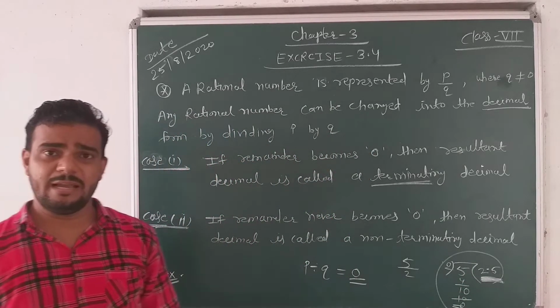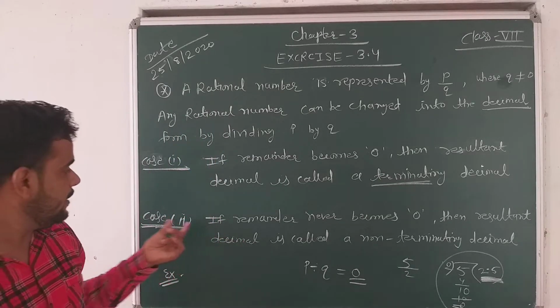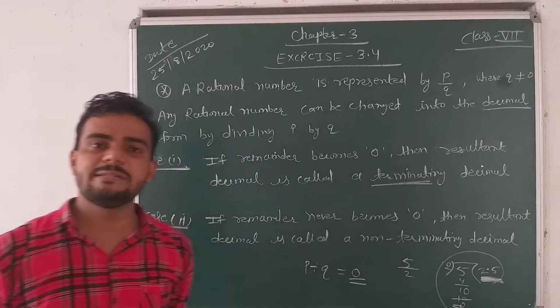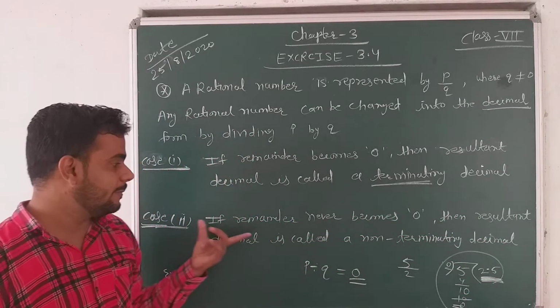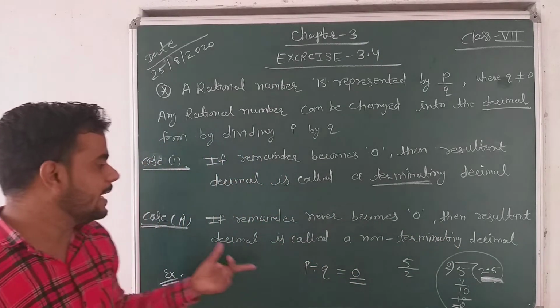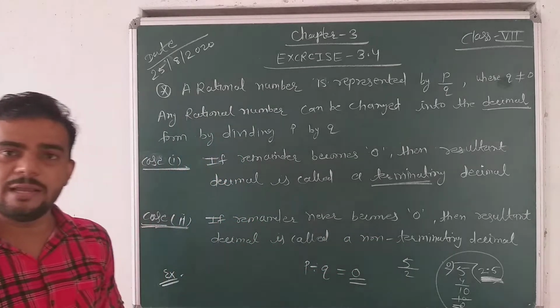Okay, next. Second case: if the remainder never becomes 0, it means the remainder 0 never comes here, then that type of decimal is called a non-terminating decimal. Any doubt?